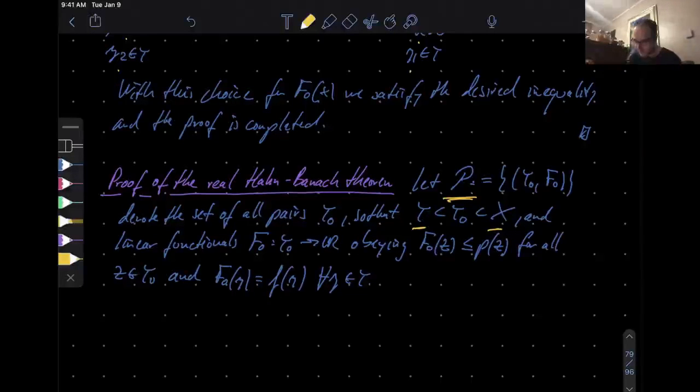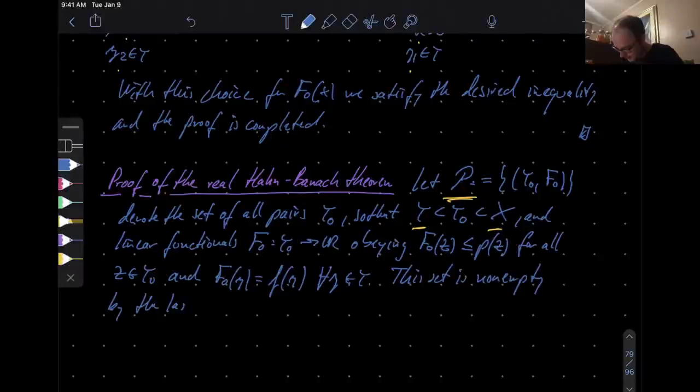Okay, here it is. Now step 1 is to introduce the partial order on it. Maybe let me write this down, that the set is non-empty. I see I have written it in my notes. This set is non-empty by the last proposition. Now the partial order.